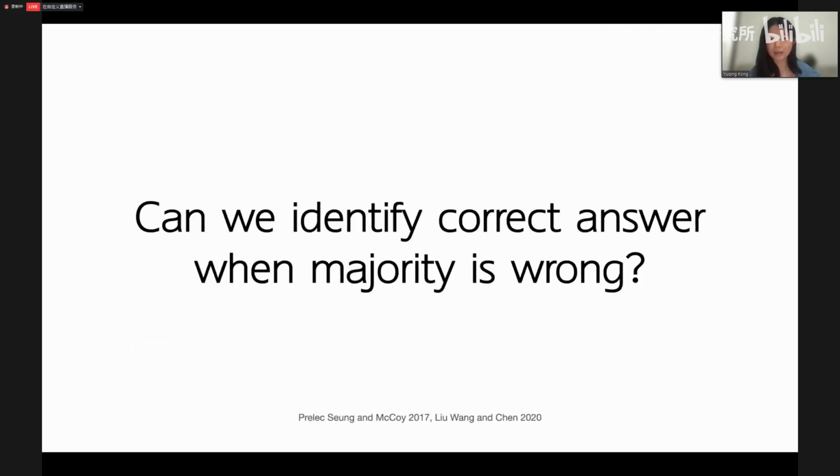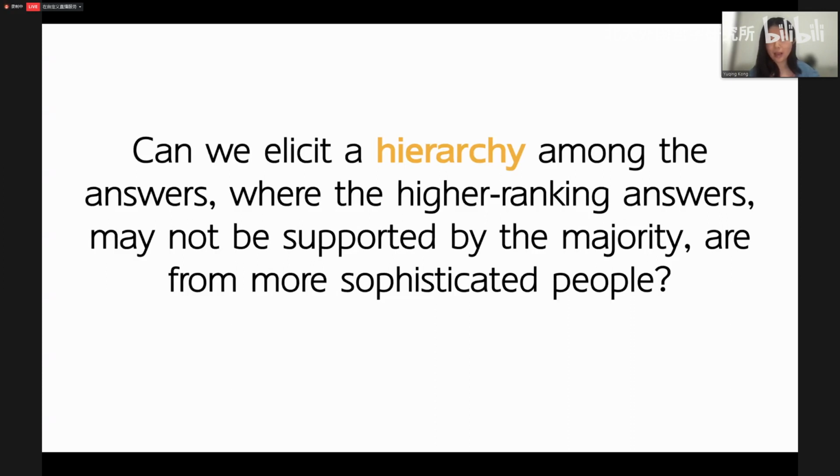And how can we know that? How can we identify the correct answer when the majority is wrong? This is the purpose of our research, and it was actually studied by some previous work. The question we focus on is how we can elicit a hierarchy among the answers, where the higher-ranking answer may not be supported by the majority, but by more sophisticated people.